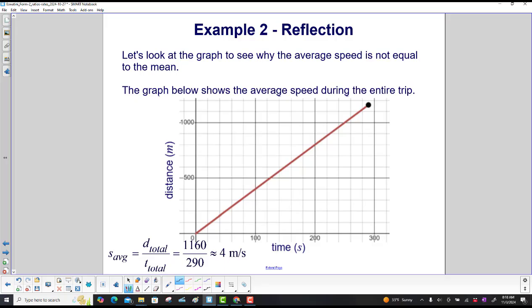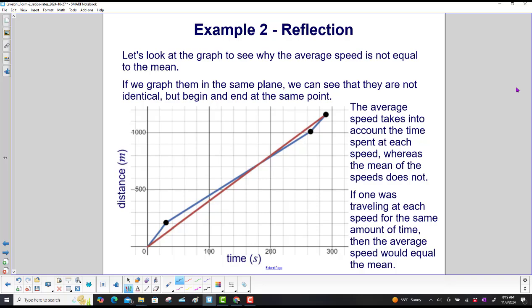Now we'll calculate the average speed during the entire trip. And here, we just worry about our initial position here, and the distance traveled, which is this point over here. So it's d total over t total. So it's 1160 meters over 290 seconds, and we get a value of 4 meters per second.